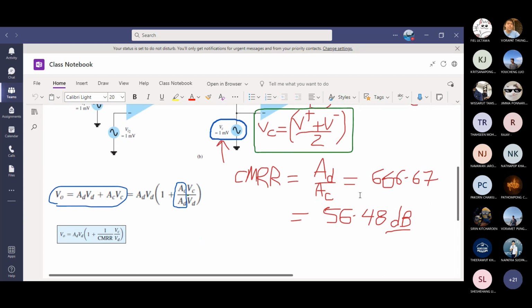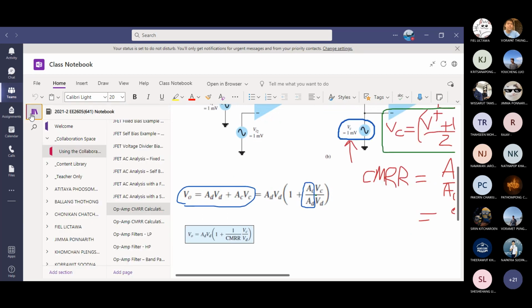See, the ratio alone is about 667, and in decibel it is about 56.5. Not a bad one. Also remember, you can express the output just like this equation: AdVd times (1 plus 1 over CMRR times Vc over Vd). It's just a derivation, nothing else.